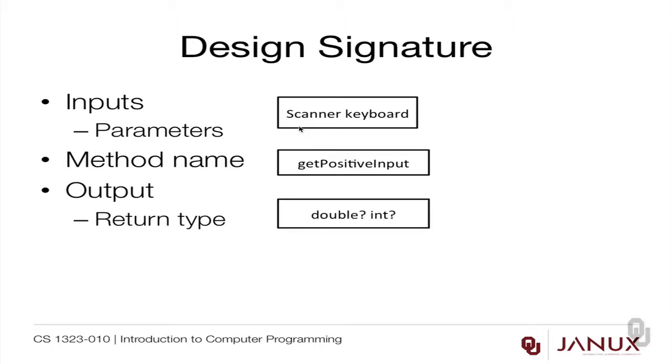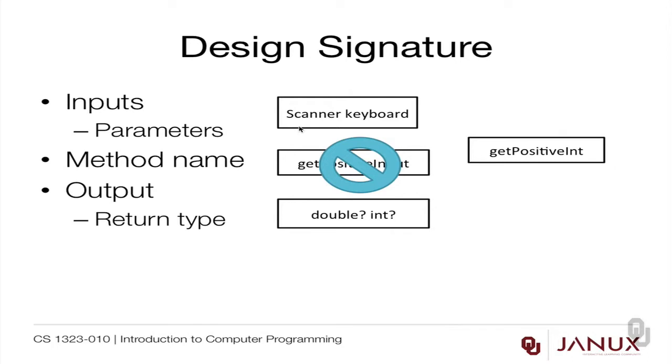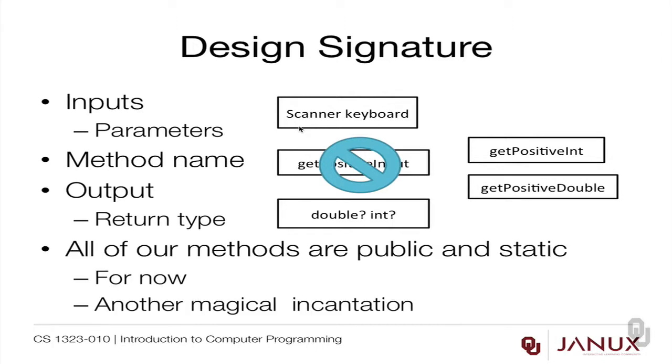In this case, some of the variables we wanted to get were doubles and some were ints. It turns out that we can't have a method signature that sometimes returns a double and sometimes returns an int. It has to return one or the other. So we're going to have to reconsider our method name. Maybe instead of getPositiveInput, we could have one method called getPositiveInt and another method called getPositiveDouble. The rest of the signature is now correct. All of these methods are going to be public and static, at least for now. This is another one of those magical incantations that we'll understand in a few weeks, but for now we just have to remember to say it.